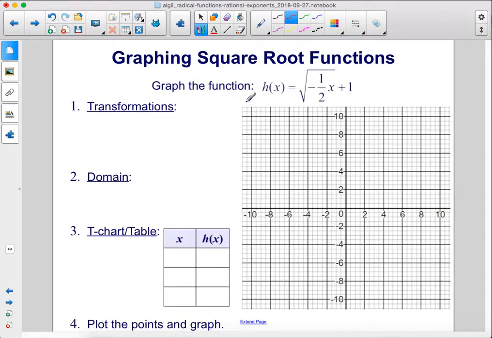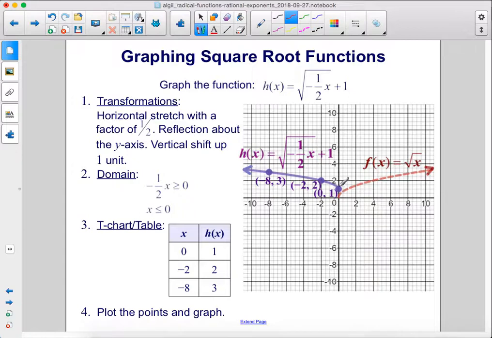Now let's graph the function h of x equals the square root of negative 1/2 x plus 1. The transformations from the parent function would be a horizontal stretch with a factor of 1/2, a reflection about the y-axis because of this negative sign here, and a vertical shift up 1 unit.